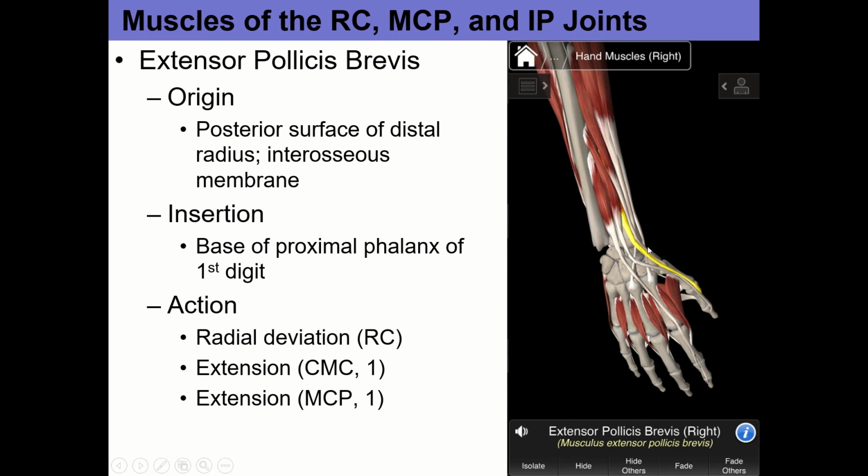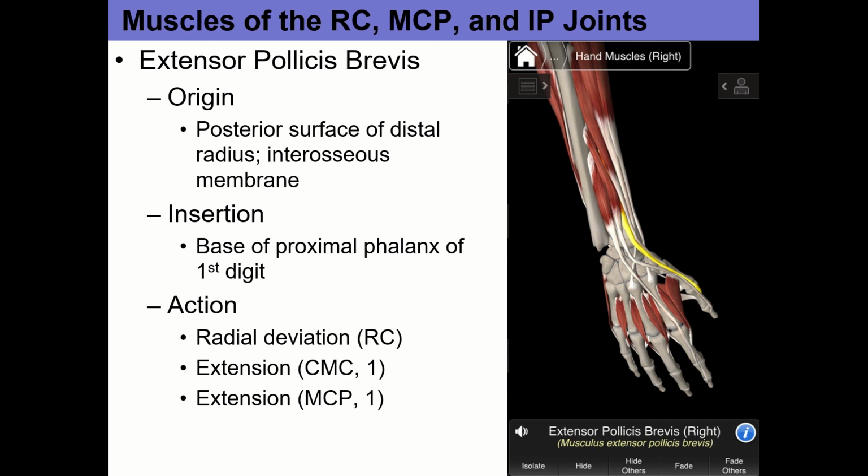Brevis is shorter for a couple of reasons. 1 is the origin, but 2 is the insertion. Whereas longus inserts on the distal phalanx, brevis inserts on the proximal phalanx. So you can see the origin of extensor pollicis brevis, the posterior surface of the distal radius, again kind of a nebulous origin, and the interosseous membrane, and then the insertion is the base of the proximal phalanx of the first digit. In terms of its actions, it's a radial deviator at the radiocarpal joint or the wrist, then an extensor at the carpometacarpal, and then an extensor at the metacarpophalangeal, but it can't act at the IP joint because it doesn't cross that one. Because it inserts on the proximal phalanx, it can't have any action at the IP joint of the thumb.